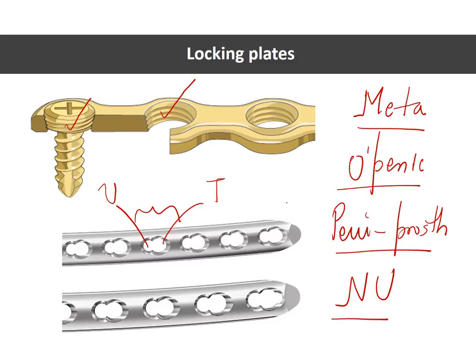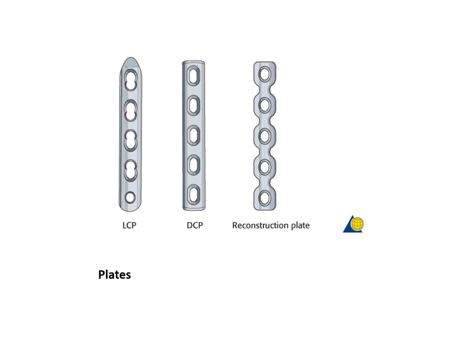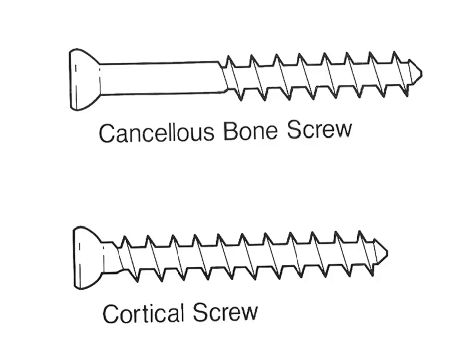And going further, we have one more plate I want to talk about, which is the reconstruction plate. It has a different shape altogether. Locking plate, dynamic plate, and a reconstruction plate, which has the power to mold and is very commonly used in areas where you need to change the shape, for example in acetabular fractures. Reconstruction plate can be locking, or it can be a normal plate without locks.